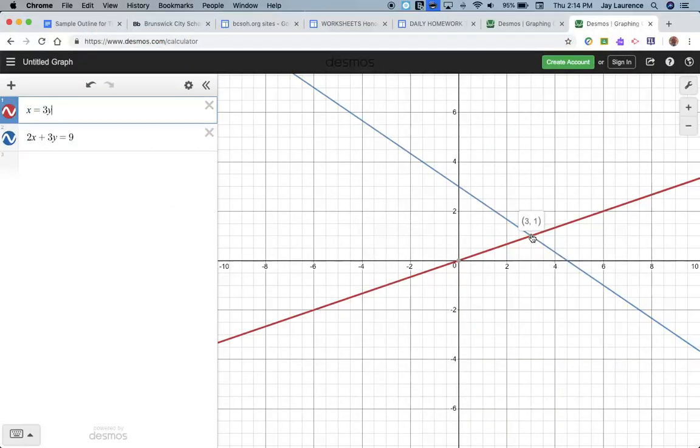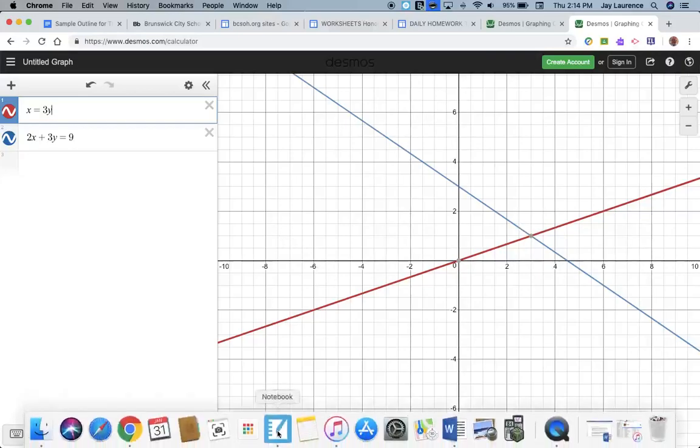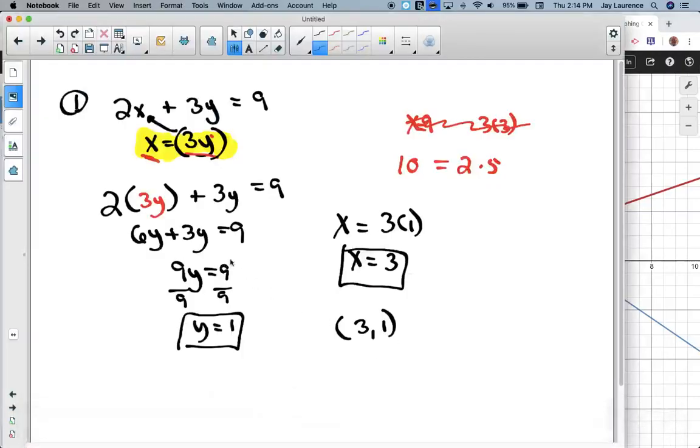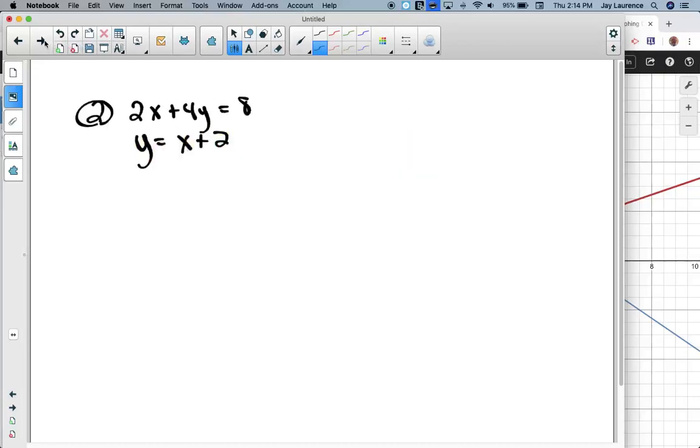Now, this would have been an easy one to solve by graphing, but the problem is you often don't know what the solution is going to look like when you go to solve by graphing until you've actually graphed it. Substitution will show you the answer no matter what. Now, this was a pretty simplistic substitution problem because one of the variables was already isolated. Okay, so let's look at another example here.